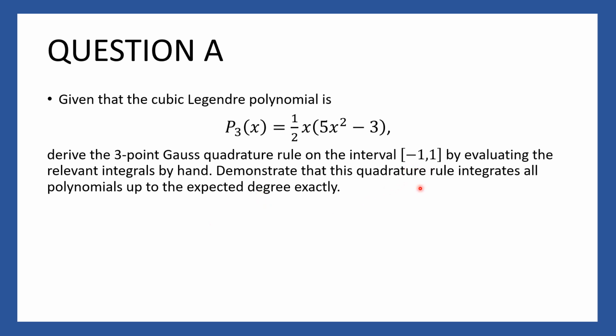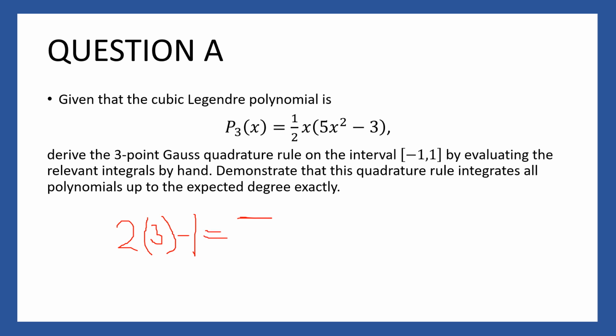It's -1 to 1. And then the second part of the question is saying to demonstrate that this quadrature rule integrates all polynomials up to the expected degree exactly. So if you remember from the previous slide, it mentioned that when you have an n-point Gauss quadrature, it's supposed to be able to integrate up to 2n-1 order of polynomials exactly. What this means is that if we have 3-point Gauss quadrature, it should be able to integrate up to 2(3) minus 1 order of polynomials exactly, and this will give us 5.